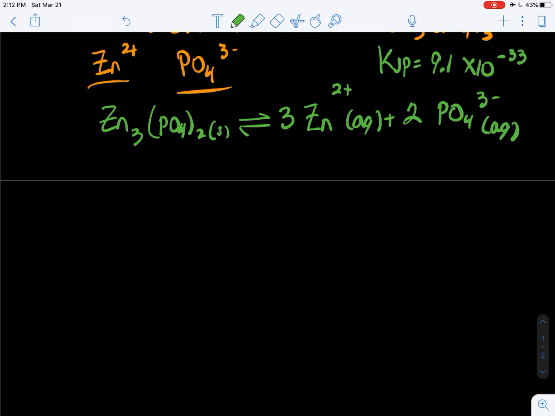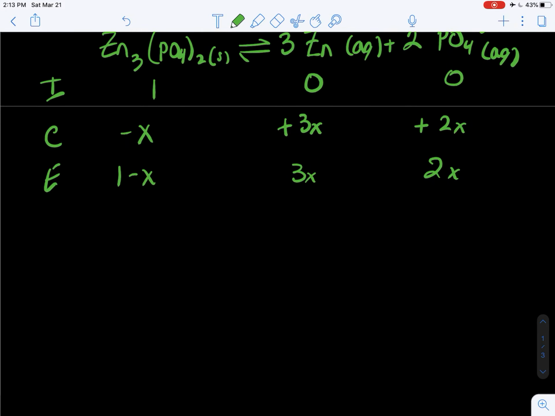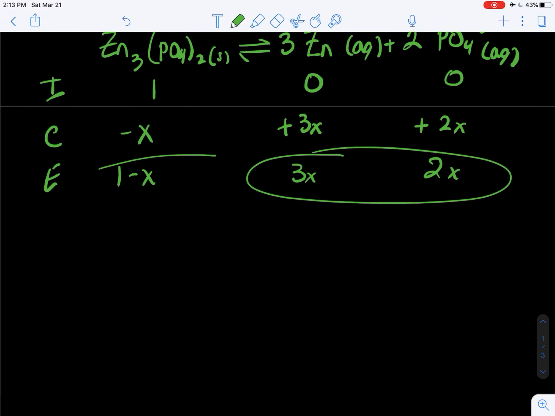Okay. So we again set up our ice table. We pretend like we have one chunk of the solid substance that dissolves ever so slightly to produce ions. Okay, so this goes down by x, and watch out for your coefficients. This is going to go up by 3x, and this is going to go up by 2x. All right. Now we have the final concentrations of the equilibrium.